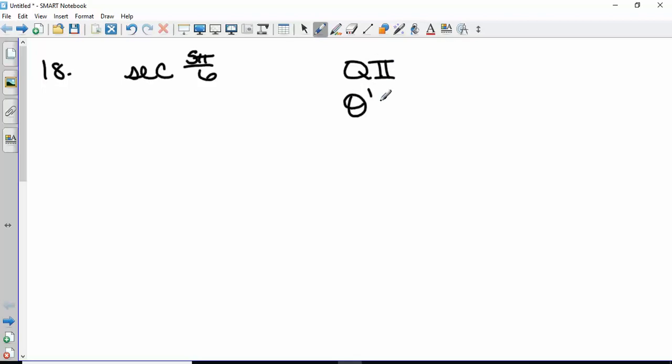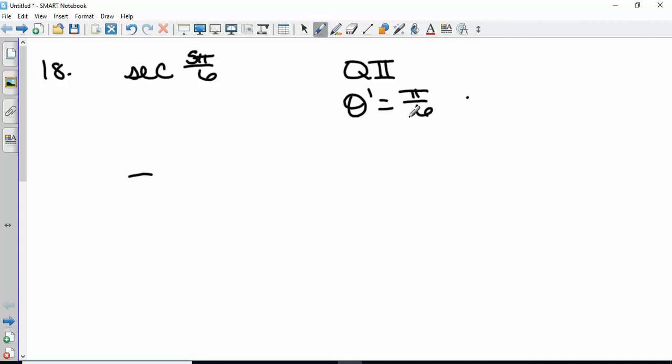Reference angle, if you're in radians, all you have to do is ignore the top. So that's just pi over 6, which is 30 degrees, if you like to think about that. Secant is the reciprocal of cosine. In quadrant 2, is cosine positive or negative? Negative, so secant would be negative.